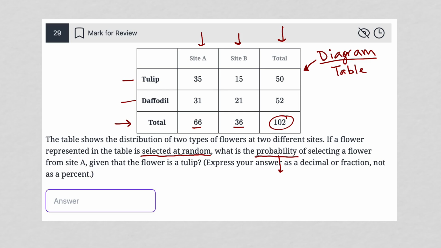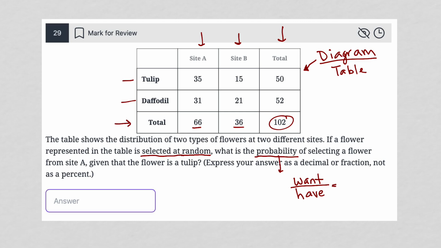Now, whenever I see this word probability, I'm thinking fraction. And I'm thinking the numerator is what I want, so basically what the question asked me to find the probability of, over what I have, which is all of the possible options from which I choose what I want. So what is the probability of selecting a flower from site A? So what do I want? I want a flower from site A, given that the flower is a tulip.